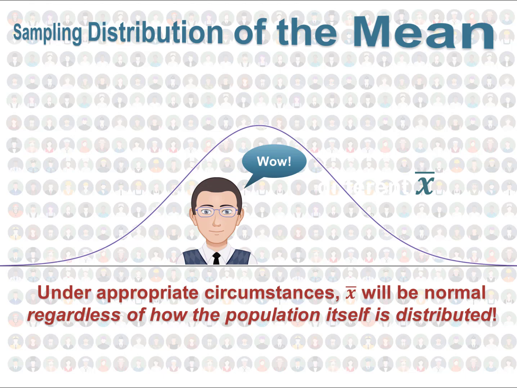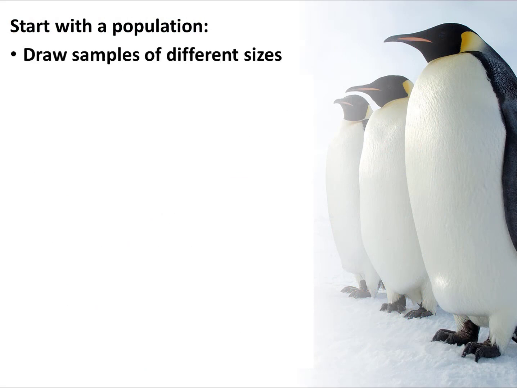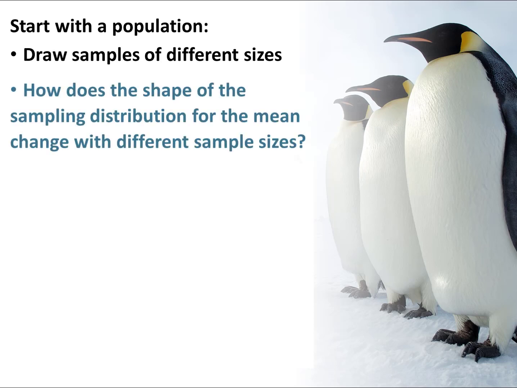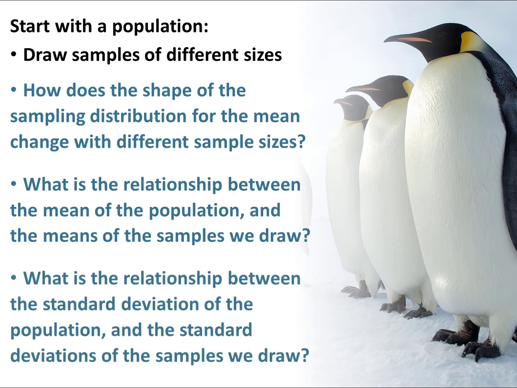Okay, I'm going to jump into an example. Let me describe what I hope to show in this example. I'm going to start with a population and then draw several samples of different sizes from the population. What we'll be looking for are three things. How does the shape of the sampling distribution for the mean change with different sample sizes? What is the relationship between the mean of the population and the means of the samples we draw? And what is the relationship between the standard deviation of the population and the standard deviations of the samples that we draw?